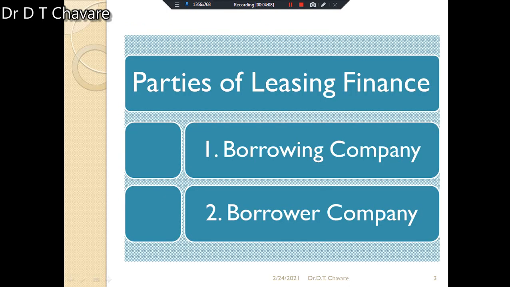Now we have to study the parties of lease finance. There are different parties in lease finance. How many parties are here? Only two parties are included here, and those are given in this chart, with a contract between these two parties. We have to understand what those are. The first party is the borrowing company. Which is the first party? The borrowing company is the first party of lease finance.